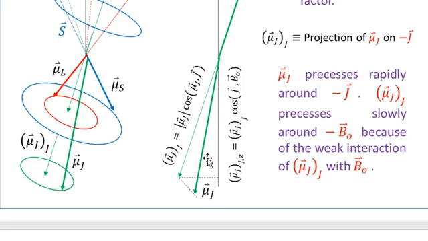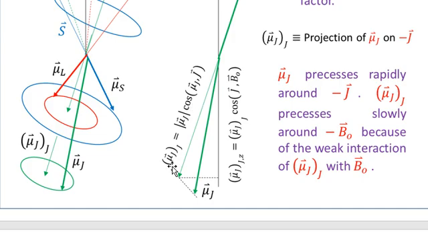And mu jj will be equal to the magnitude of mu j, which is mu j mod, multiplied by the cos of the angle between mu j and j. The cos of the angle between mu j and either minus j or simply j will be the same, because cos of minus is the same as cos of plus. So either you take cos of mu j comma minus j, or cos of mu j comma j, both will be the same.